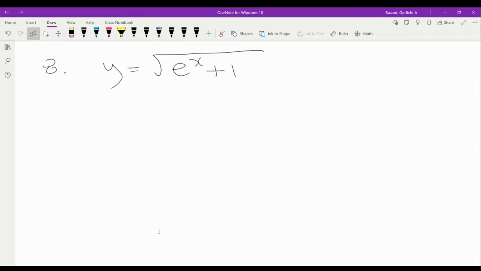All right, so what are we doing on this? Rewrite first. And the rewrite on this is e to the x plus 1 to the 1/2 power.